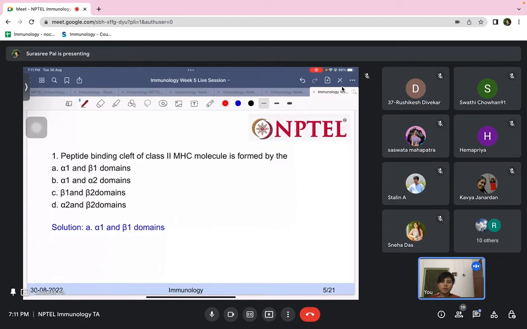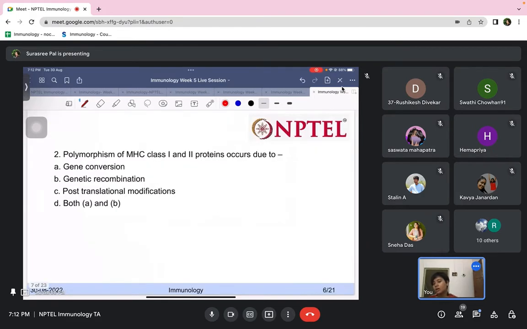So the class 2 MHC molecule is somewhat different from the class 1 MHC molecule. In the class 2 MHC molecule, the beta chain has two domains, beta 1 and beta 2, and the peptide binding cleft is formed by alpha 1 and beta 1. So that is the right solution. Okay. And then another question: polymorphism of MHC class 1 and 2 occurs due to which of the events?